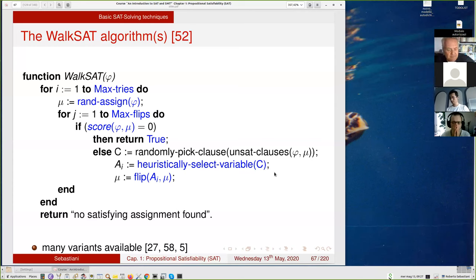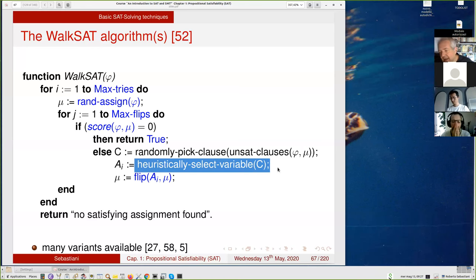So for the heuristically selected variable, as I said, this is not an algorithm but a family of algorithms, depending a lot on which heuristic you use here. By heuristic, you may use hill climbing, so pick the one which gives you the best improvement. Or interleave this with some random move. All those steps are typically interleaved with a given probability with some random move in order to exit from a local minimum. Okay? If after a given amount of resources or timeout you have not found one, then you return no satisfying assignment found. This is the most popular approach.